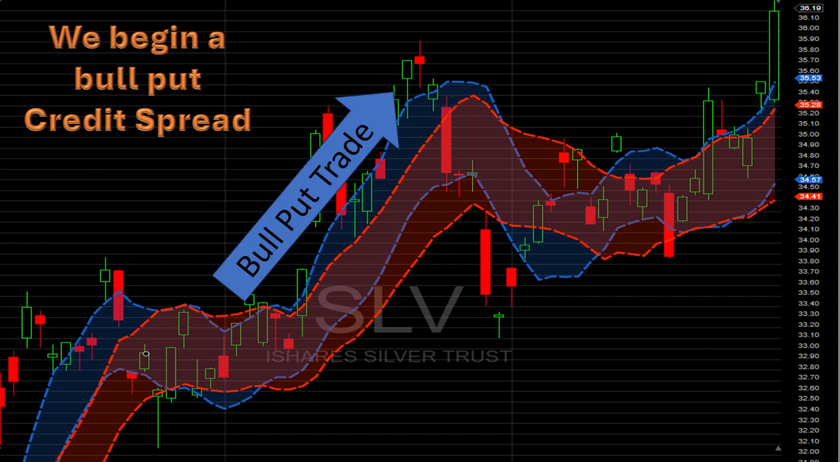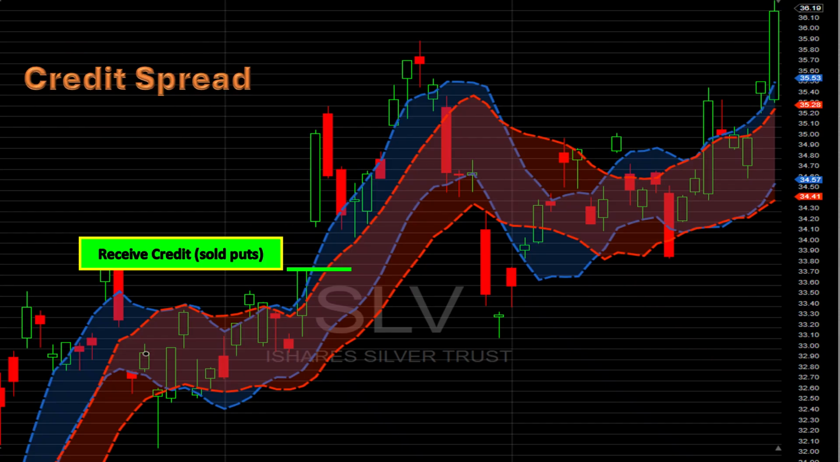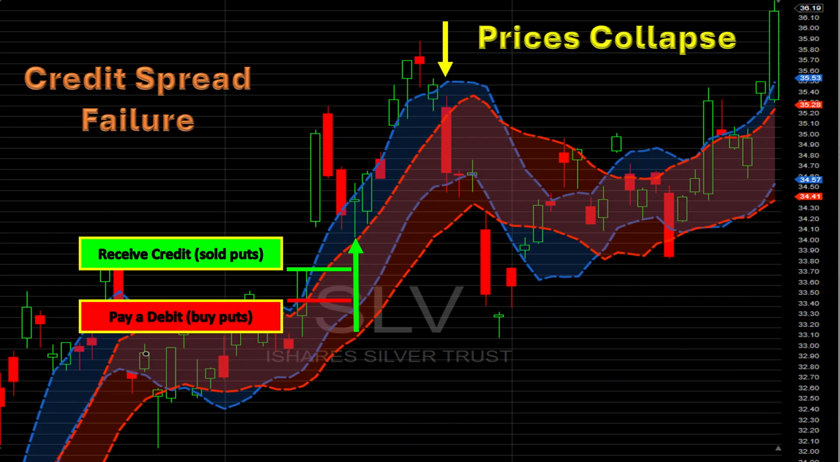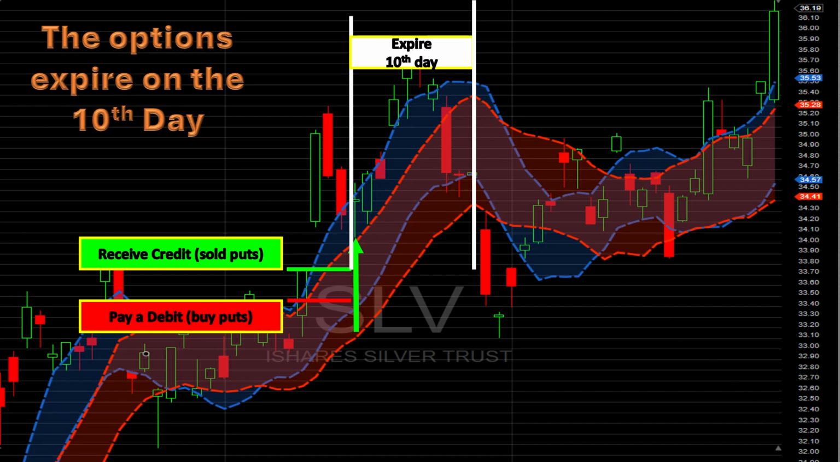We begin a bull put credit spread because prices are rising. So we sell puts and receive a big credit, and we buy a lower put and pay out a little bit of money. The green arrow up is where we get in the trade. On the 8th day, the prices collapse. The options expire on the 10th day, and we didn't get out in time.